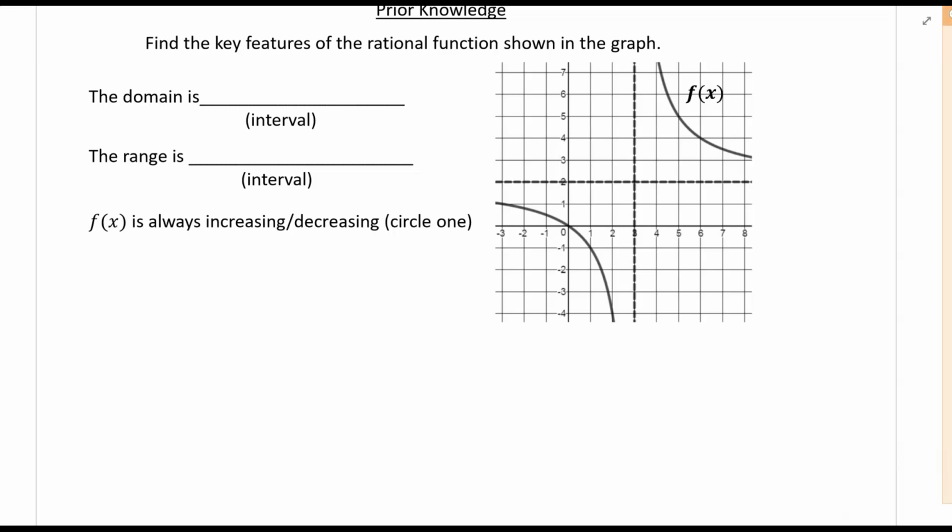I'm going to use two different colors, which is why I asked you to have two different colored highlighters. I'm going to use blue for the domain. You can just pick a color. If you have yellow, use yellow. If you have orange, use orange. So the domain are which values? The x's or the y's? The x's. So I'm going to put an x for my domain.